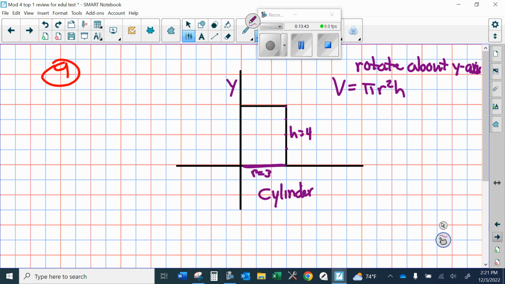And now I just fill it in. So volume equals pi 3 squared times 4. 9 times 4 is 36 pi. And then whatever the units are, let's say they were feet. So that'd be cubic feet because it's volume. And if it told you to round to something, you round to it. It looks like it might have a drop down answer for you to choose from.